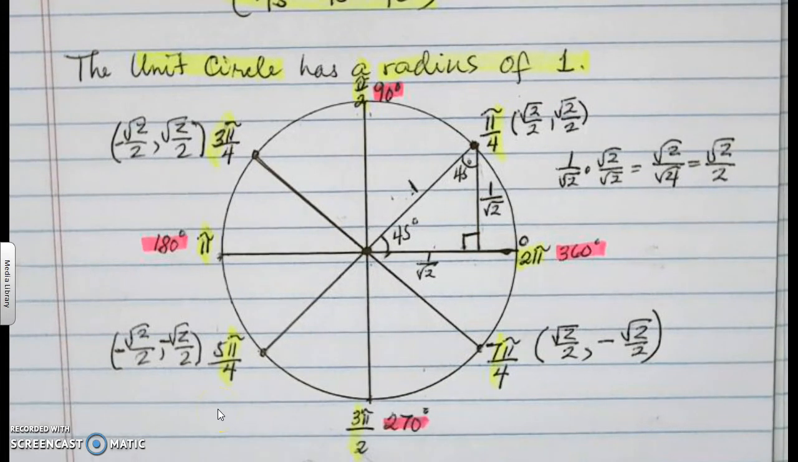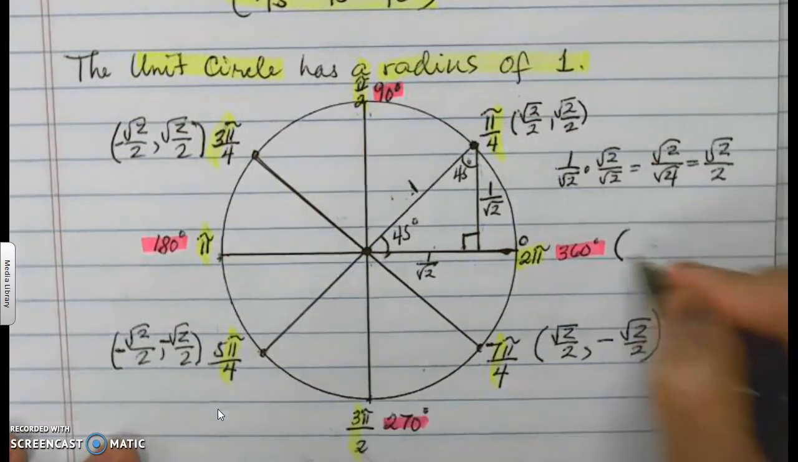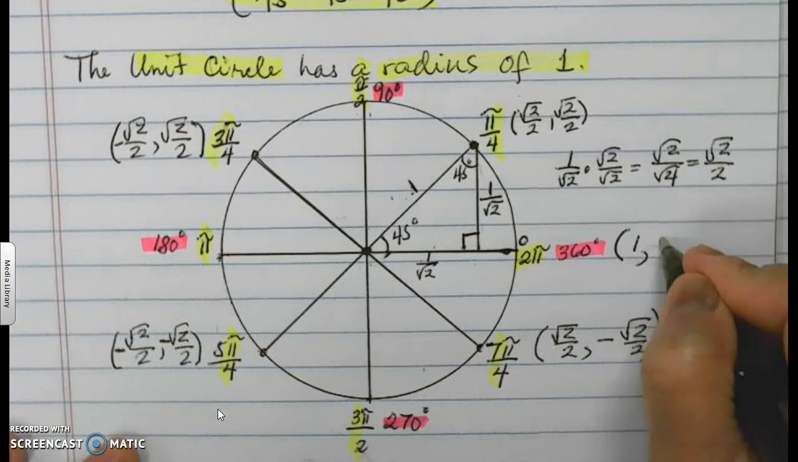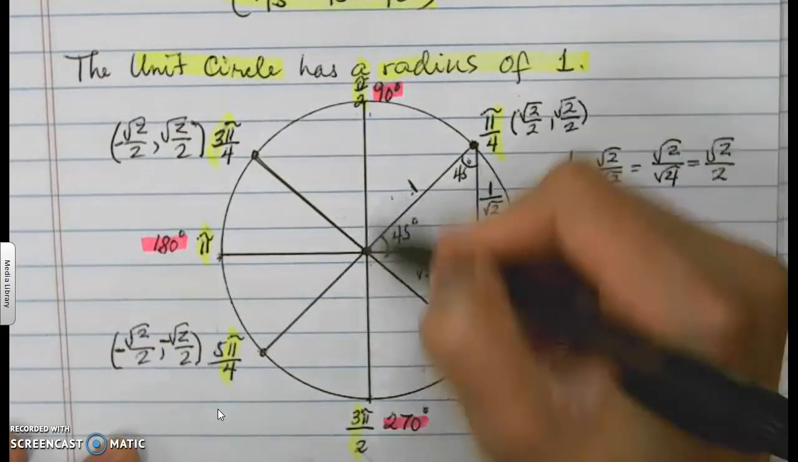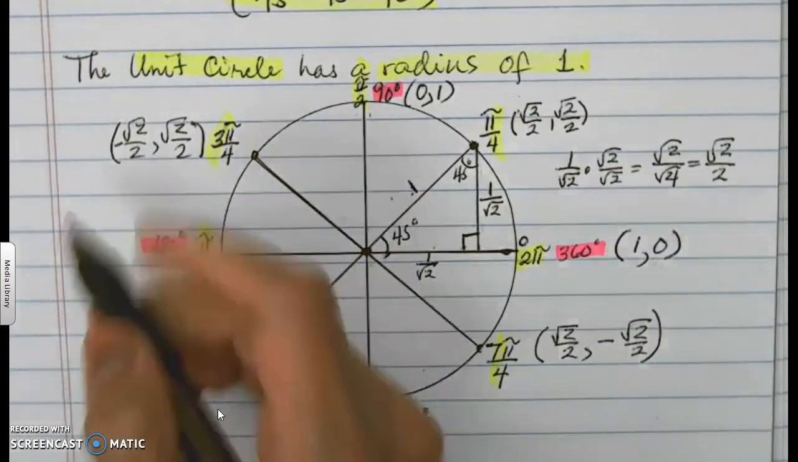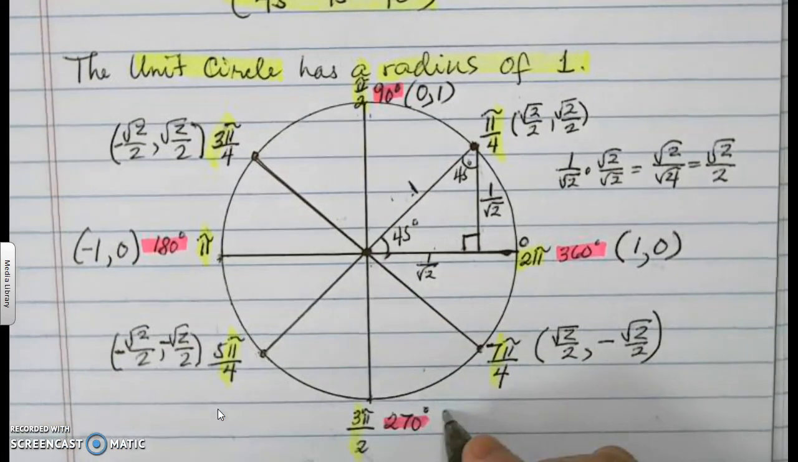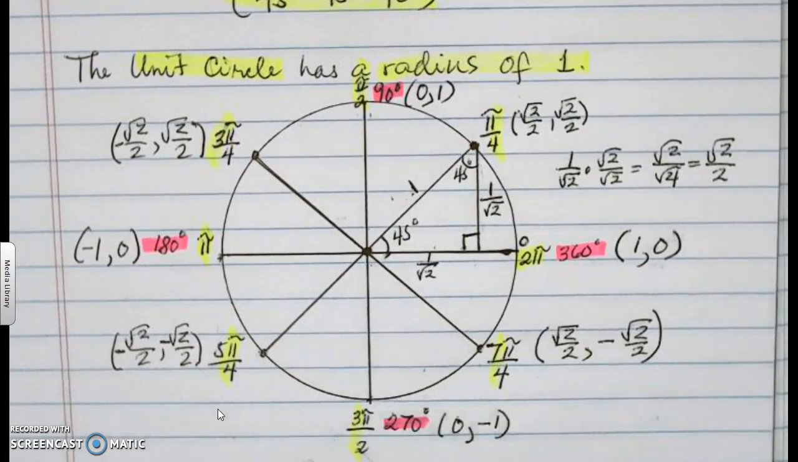Okay, so to finish up with this lecture, it is just color coded. All the radians are in yellow. All your degrees are in pink. We have to real quickly give the coordinates here. So that is 1, comma 0. This right here is 0, comma 1. This right here is negative 1, comma 0. And this right here is 0, comma negative 1. I hope you learned a lot today.